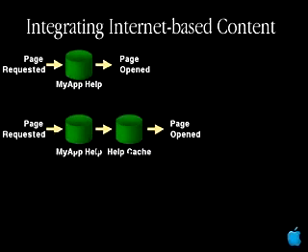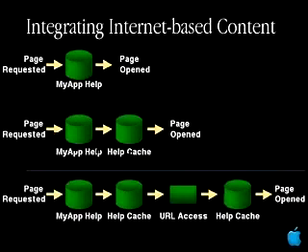If it's not in the help cache, then it asks URL access to go to a remote internet mirror and retrieve the page it's looking for. URL access brings that page and puts it in the help cache, from which the help viewer loads it.